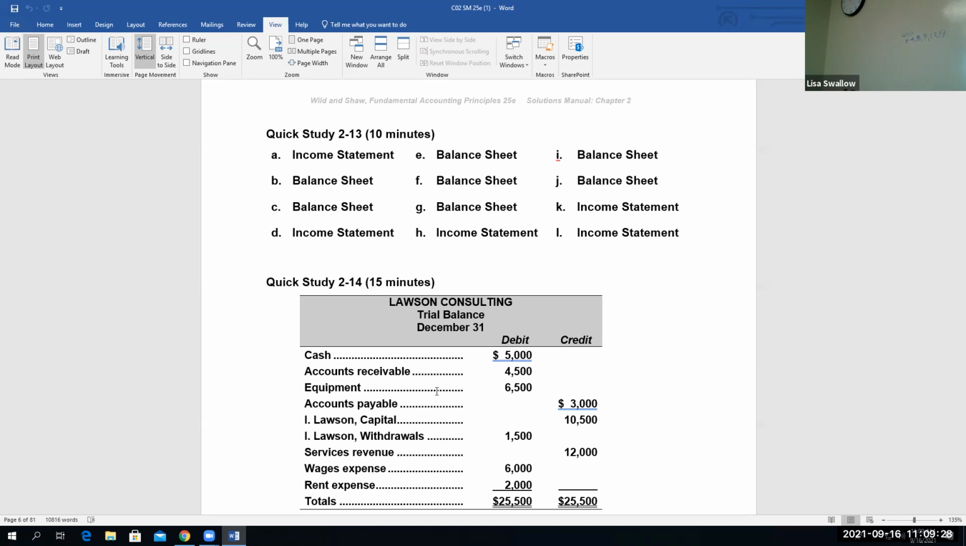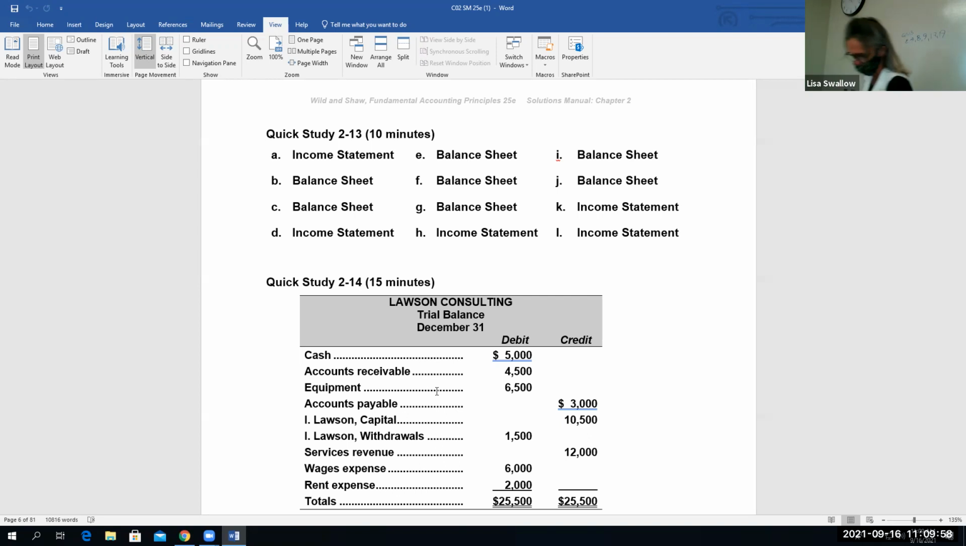Down. Good. Okay, Hayden, equipment. So assets and the normal balance, debit. Excellent. And it shows up on the balance sheet. Equipment is an asset. Assets have normal debit balances. And it shows up on the balance sheet because we know assets equal liabilities plus equity is the model for the balance sheet.